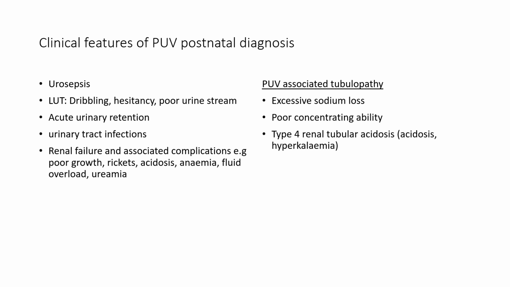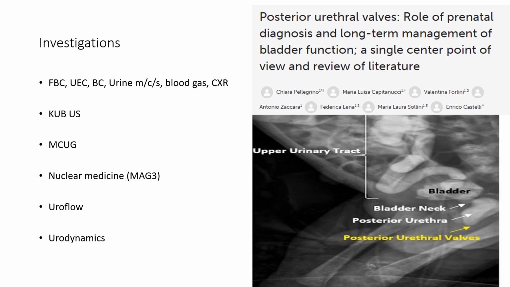So you may end up with poor concentrating ability, so the patient is polyuric. You may end up with excessive sodium losses. Some children may even develop a type 4 renal tubular acidosis marked by the presence of acidosis and hyperkalemia.